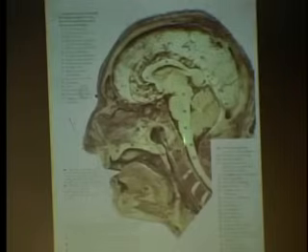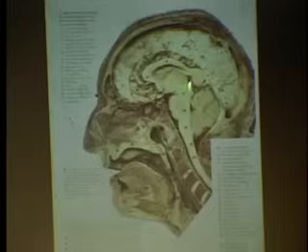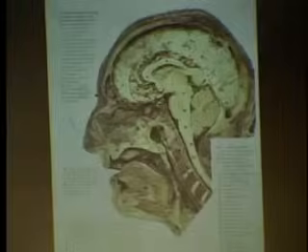This is medulla, this is cerebellum, this is pons, this is fourth ventricle. Here are colliculi, superior, inferior. Here's our cerebral peduncle. We only got that far. We have all this yet to develop. Next one.